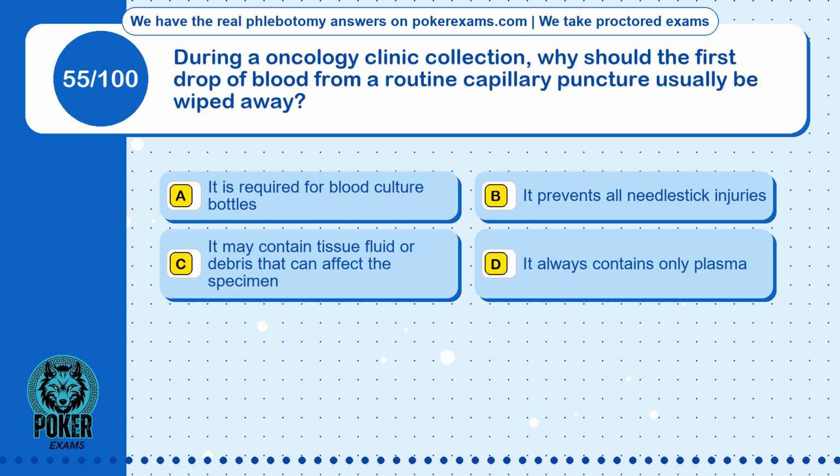Question 55. During an oncology clinic collection, why should the first drop of blood from a routine capillary puncture usually be wiped away? Option A. It is required for blood culture bottles. Option B. It prevents all needle stick injuries. Option C. It may contain tissue fluid or debris that can affect the specimen. Option D. It always contains only plasma.